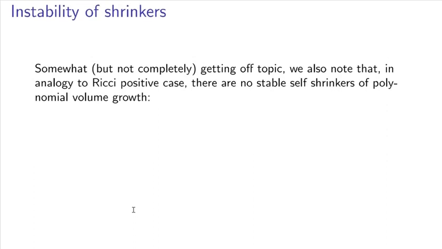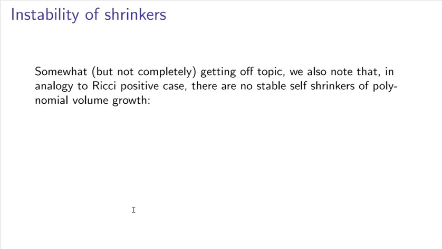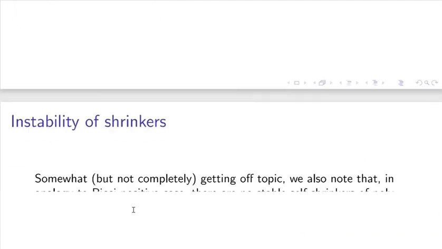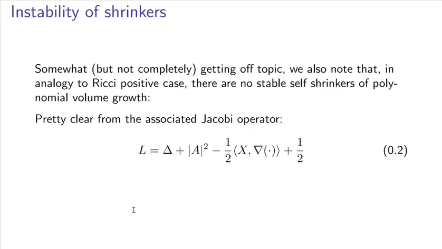Right, so kind of relatedly, and again along the theme that the self-shrinkers are like minimal surfaces and Ricci positive, there's no stable self-shrinkers, at least of polynomial volume growth. So to see that, well, let's look at the Jacobi operator for shrinkers, the second variation of area, that is, in the Gaussian metric. And you see that you get this extra 1/2 term.